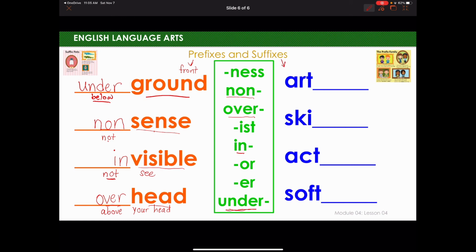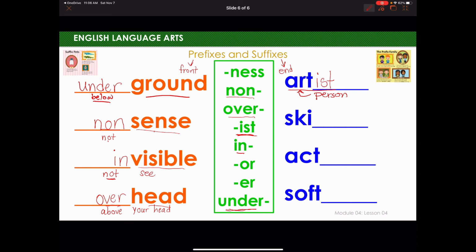Suffixes are kind of like prefixes, but they are added to the end of a word to change its meaning. One suffix that we can have is the suffix ist. If I add the suffix ist to the end of a word, it means that there is a person that is doing that thing. So for example, my new word here is artist. An artist is a person who does art. Okay? Because the suffix ist means a person.